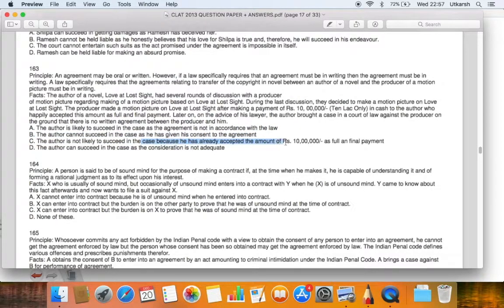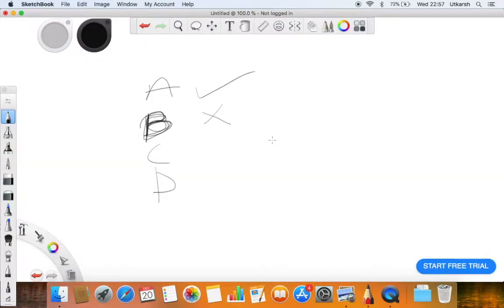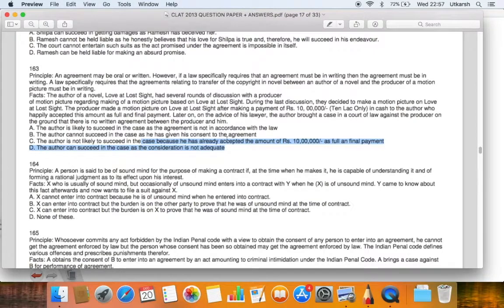Then another option says he is not likely to succeed because he's already accepted 10 lakh rupees. You are not a judge. I know it feels really bad about this 10 lakh rupees. He took the money but he's now going to court. He's not a nice guy, maybe. But that's irrelevant because nowhere does the principle talk about money, or about whether he had taken money or given consent. All that it says is that it has to be in writing. If it's not in writing, it's not considered an agreement.